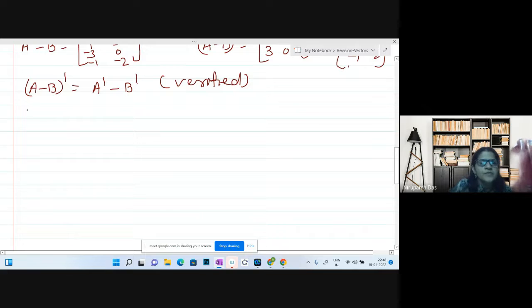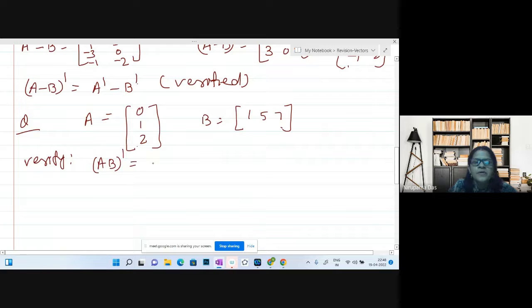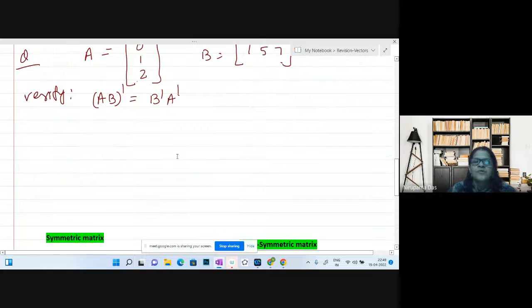Okay, now one more question. We are given the A matrix as the column matrix 0, 1, 2. The B matrix is 1, 5, 7. Verify that transpose of AB equals B transpose into A transpose.